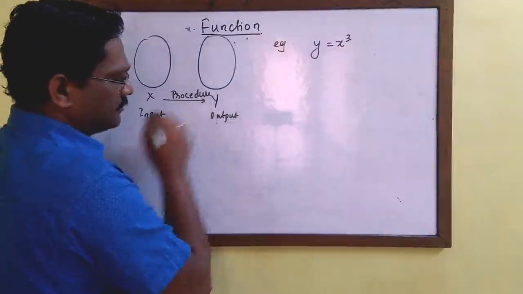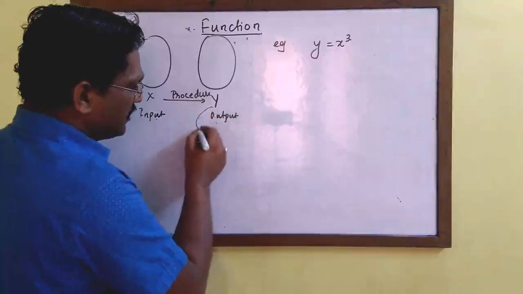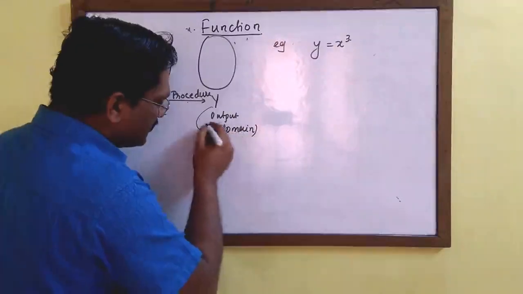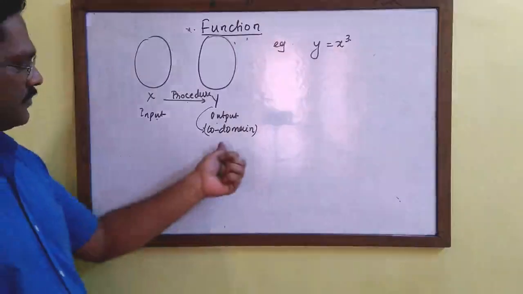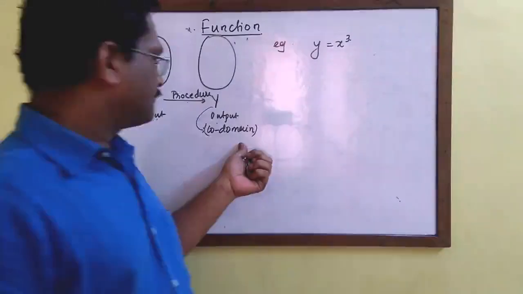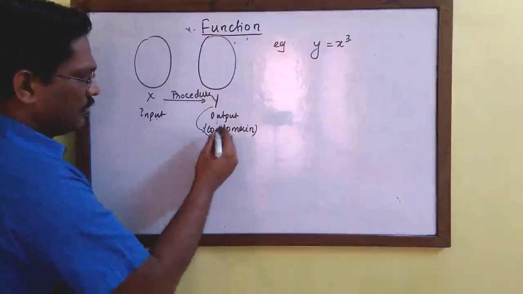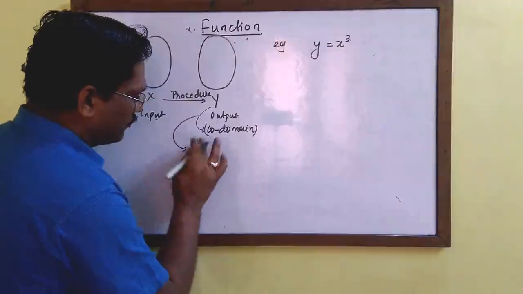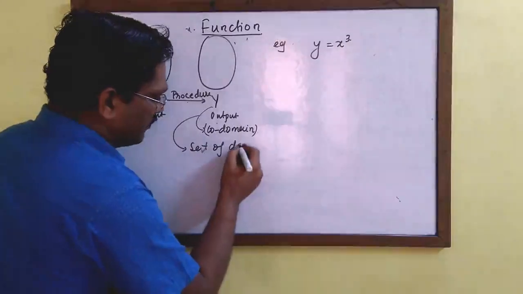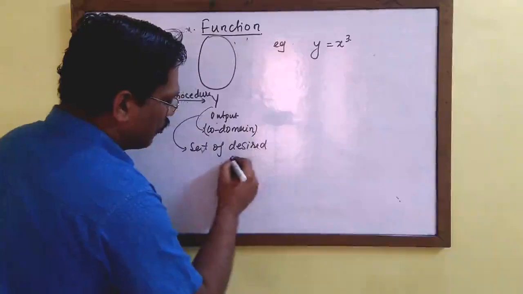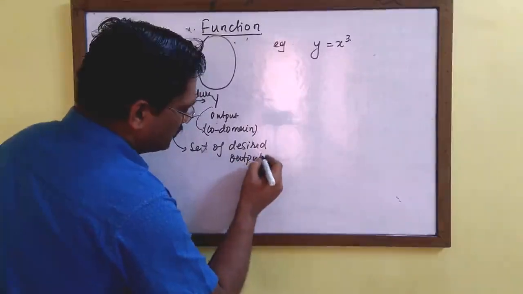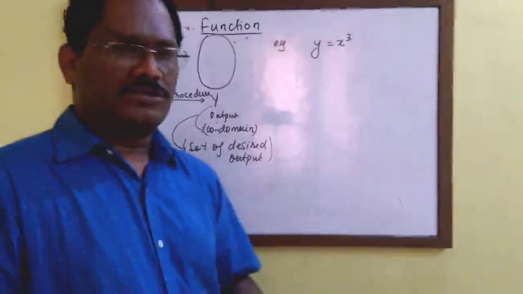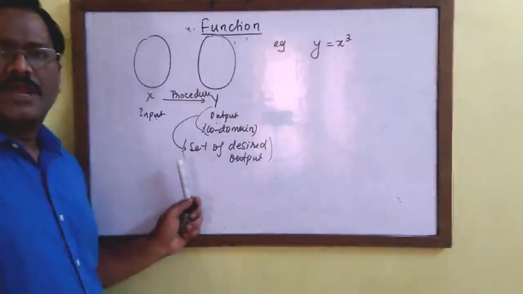See the set y. Now set y is technically called the codomain of a function. This is the set which comes into existence first. You can also call this particular set the set of desired output. Understanding which one should come first is pretty easy.